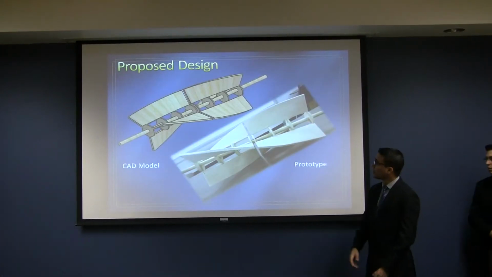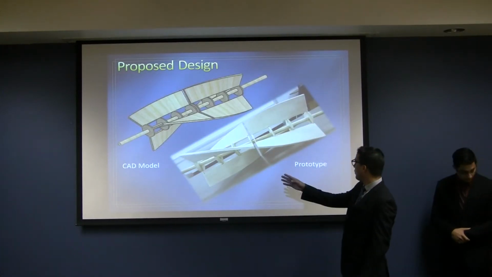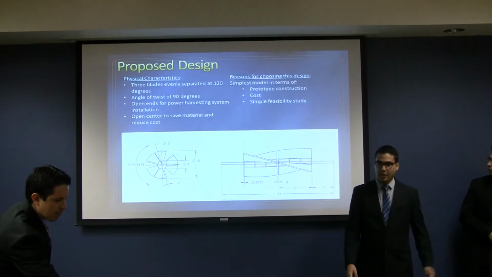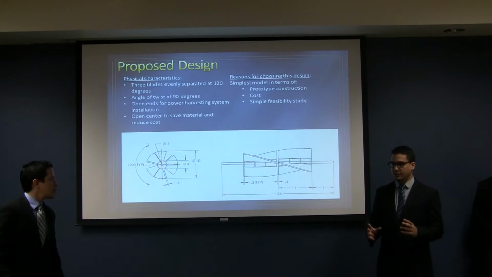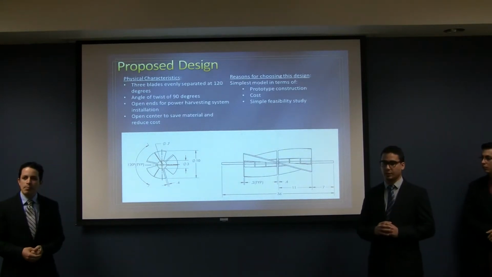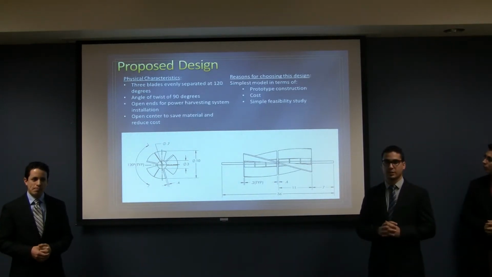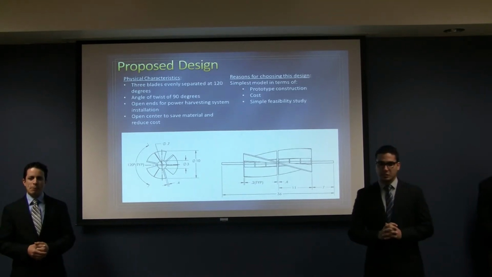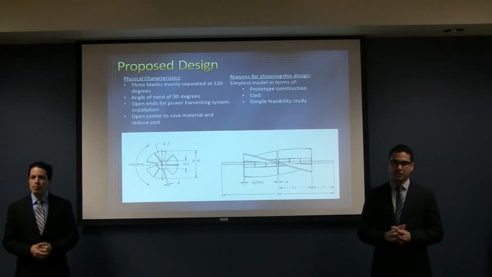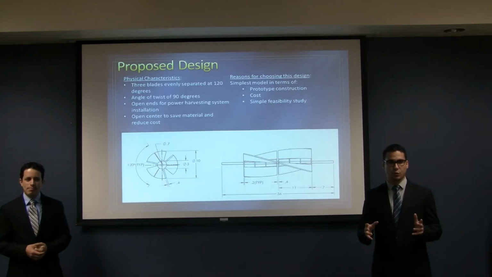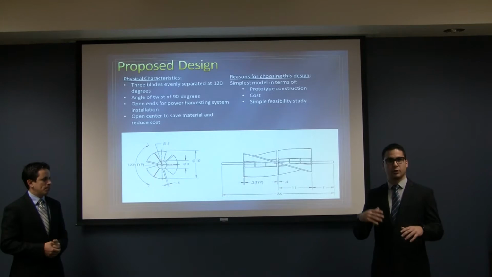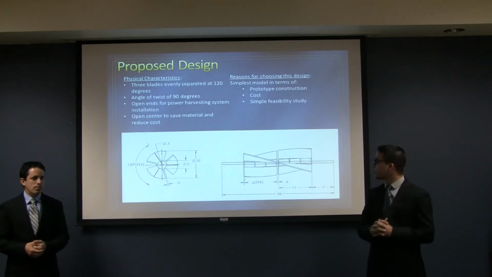Thank you, Marcos. So this is our proposed design, the CAD model, and the prototype that we already built. You can see it over there. Now let's see some of the dimensions of this prototype. We have 3 blades, evenly separated at 120 degrees, an angle of twist of 90 degrees, and a length of 36 inches. We chose this model because it's simple, feasible, and since this is a new approach to wind mitigation, we wanted to ratify our concept before continuing the entire design.